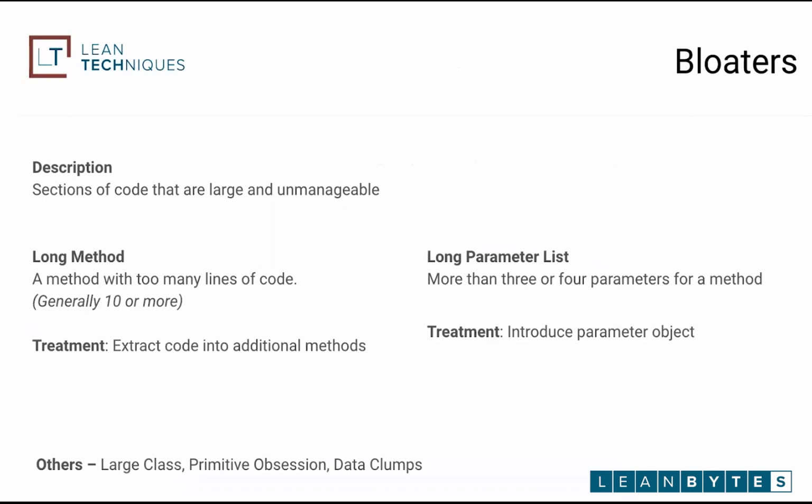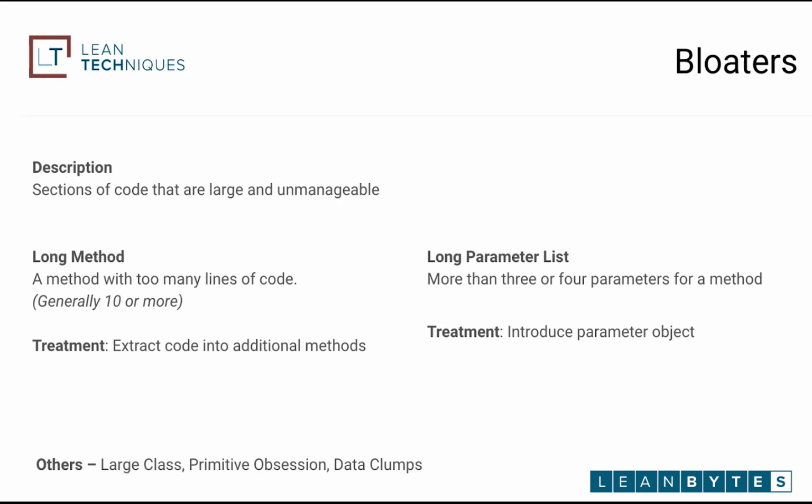So one of the types of code smells, bloaters. What is this? This is a section of code that's large and unmanageable. A couple of ways that you can identify this is just seeing that you have too many lines of code, such as the long method bloater. The guide on refactoring says 10 or more lines. You'll be able to identify that there's too many because just visually it's going to be really large.